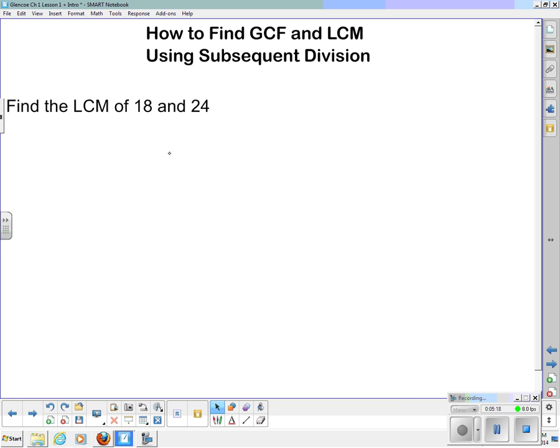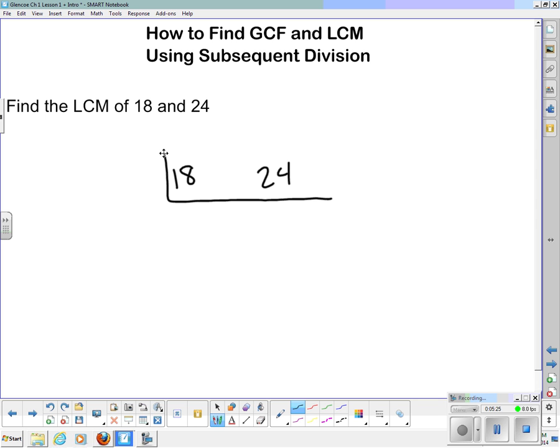So let's do bigger numbers. 18 and 24. Subdivide again on purpose. I want to subdivide by a small number, so I'm going to use 2. Can you use 6? Yeah, you can use 6, but let's just use 2 just because. 18 divided by 2 is? 24 divided by 2 is? Okay. 9 and 12, can we take it a little bit further?